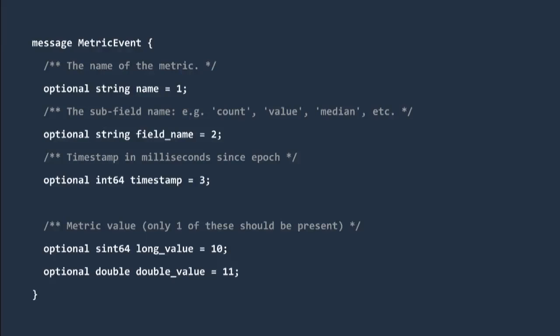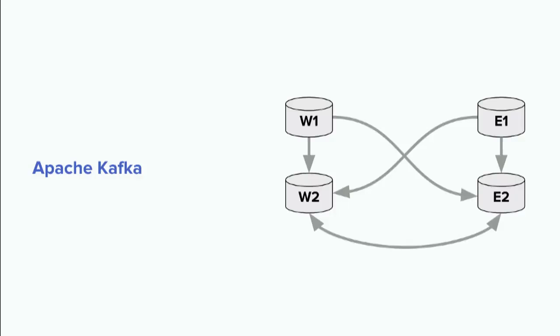You can either give us a long value or a double value. We use a long value to represent large numbers that we want exact precision on, so things like counters. And we use double values for things like percentile values.